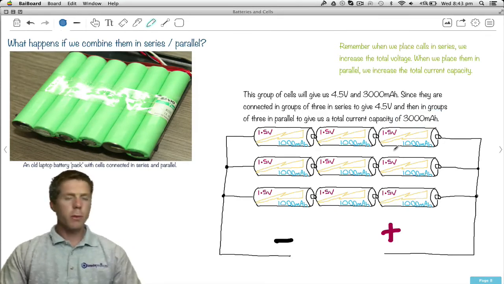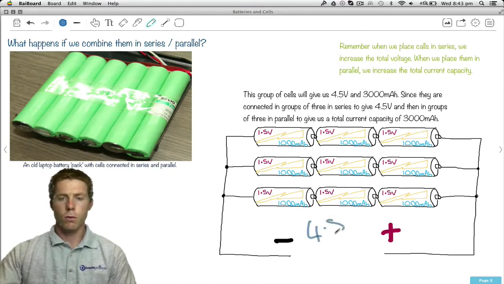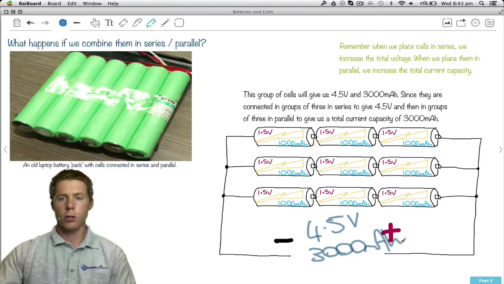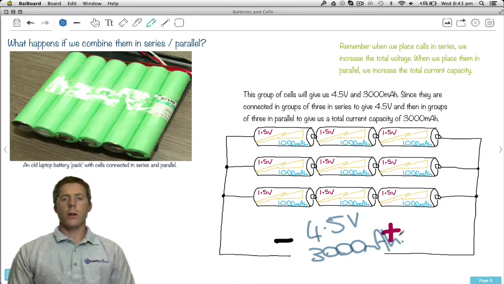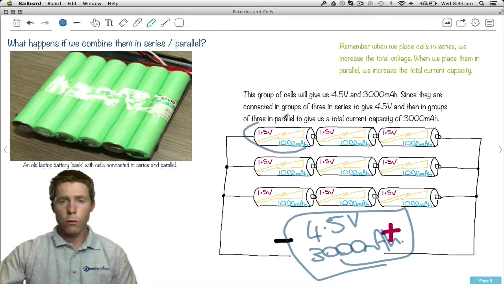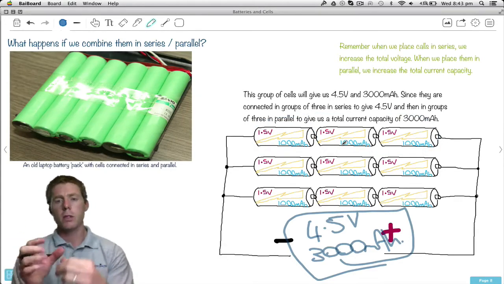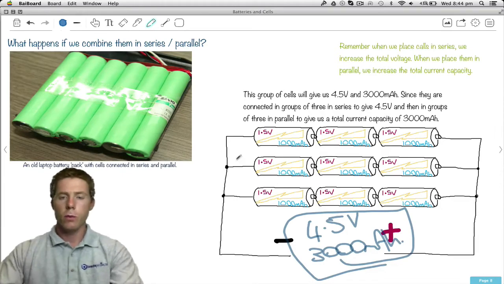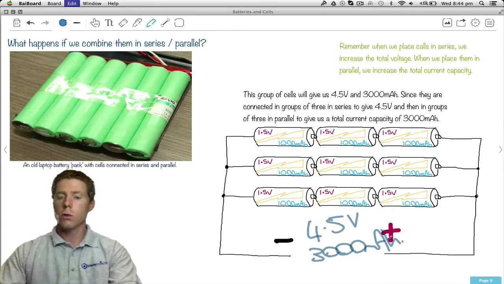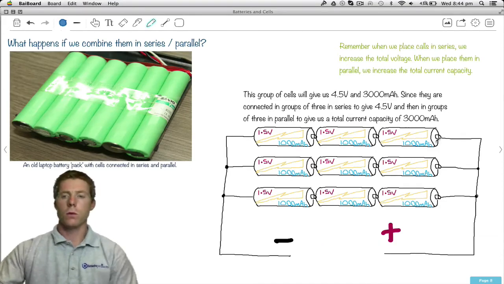So you may have seen stamped on battery packs before, something like 4.5 volts, 3000 mAh. So in this case, if that battery pack was made from these, we would need to get 3 of them connected in series, and then copy and paste that another couple of times to give us 3 in parallel. That would now be rated at 4.5 volts, 3000 milliamp hour. Alright.